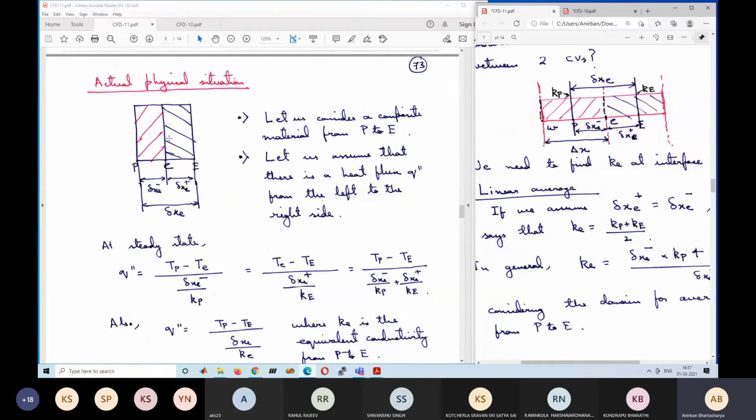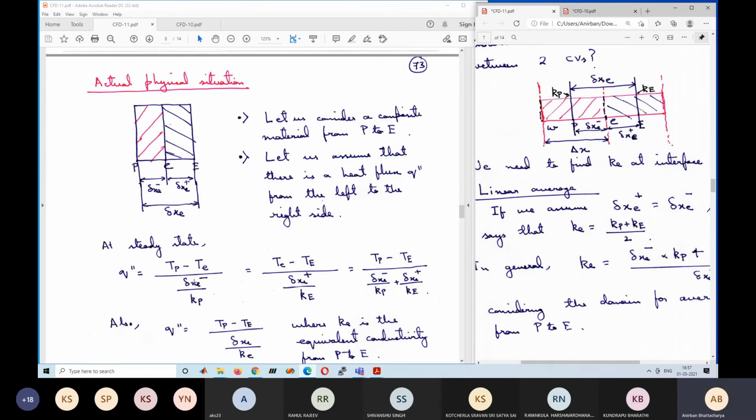Similarly, for the second part, the heat flux is equal to (Te minus TE) divided by delta xe plus by Ke. Both heat fluxes have to be the same because it is the same heat flowing from P to small e and from small e to E. So both should be equal.